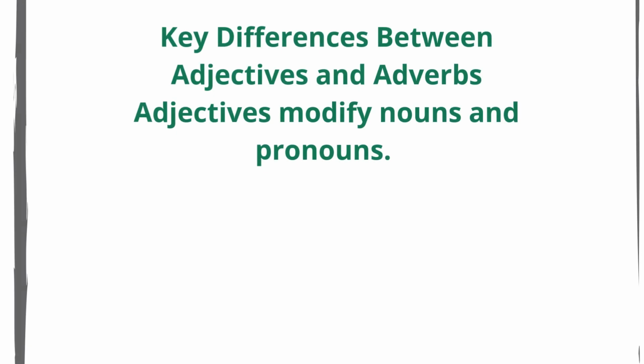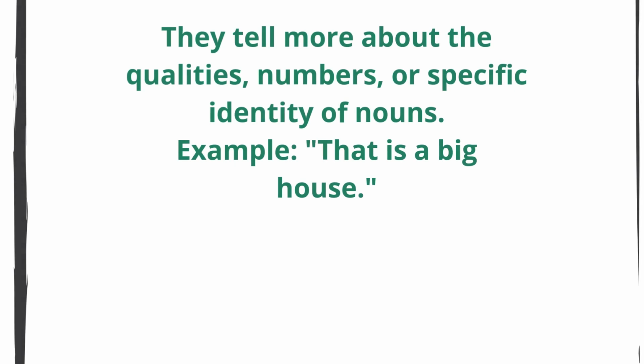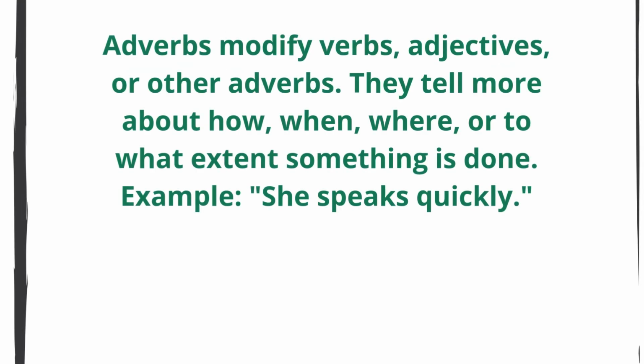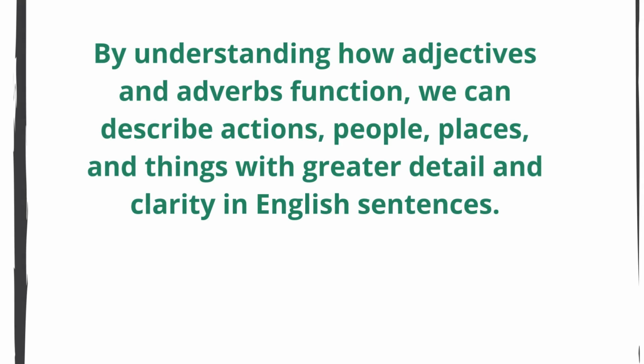Adjectives modify nouns and pronouns. They tell more about the qualities, numbers, or specific identity of nouns. Example: that is a big house. Adverbs modify verbs, adjectives, or other adverbs. They tell more about how, when, where, or to what extent something is done. Example: she speaks quickly. By understanding how adjectives and adverbs function, we can describe actions, people, places, and things with greater detail and clarity in English sentences.